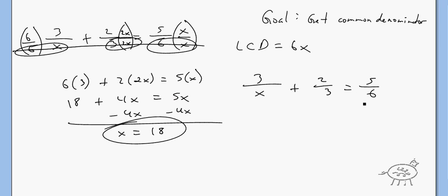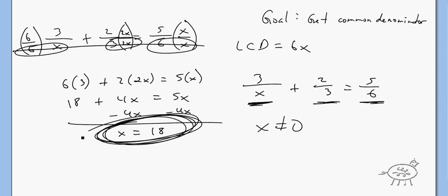Okay, so I'm going to look, well, I don't have an x in the bottom here, I have an x here. So what can't x be? X can't be 0. Is that 0? Nope. So x equals 18 is my final answer. Okay?